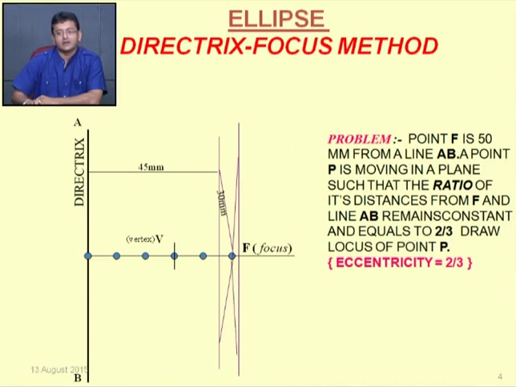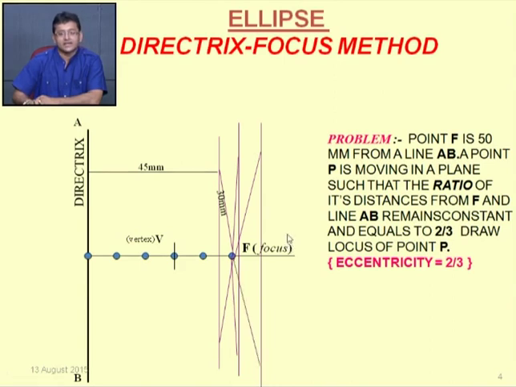Similarly, at the bottom side locate that point. Likewise, draw a third vertical line at a distance of 75 mm, and from focus F take a distance of 50 mm. So 50 divided by 75 is equal to the 2/3 eccentricity.